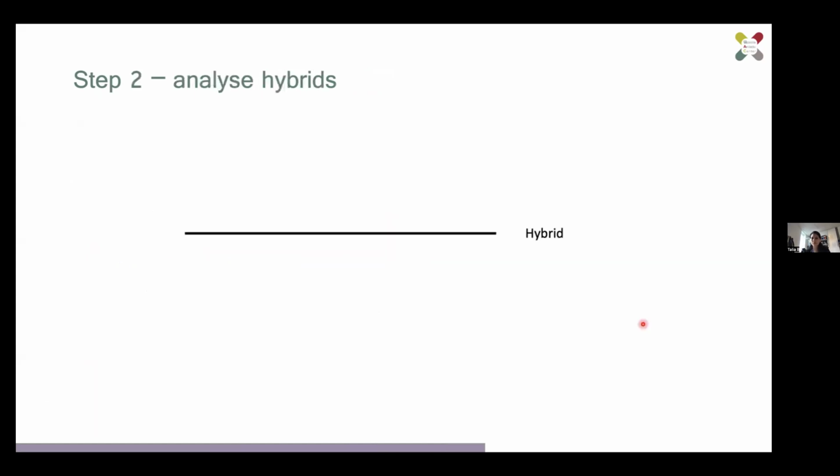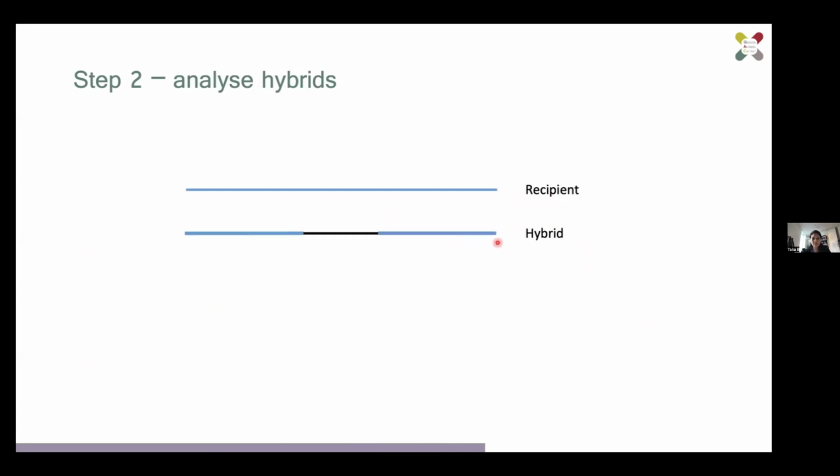Then we want to analyze those hybrids that we obtained. To do this, we do whole genome sequencing of the hybrid, and then we need to compare this hybrid to both of the parental strains to know what part comes from where. So I align it to my recipient DNA. This is MG1655, a laboratory strain.